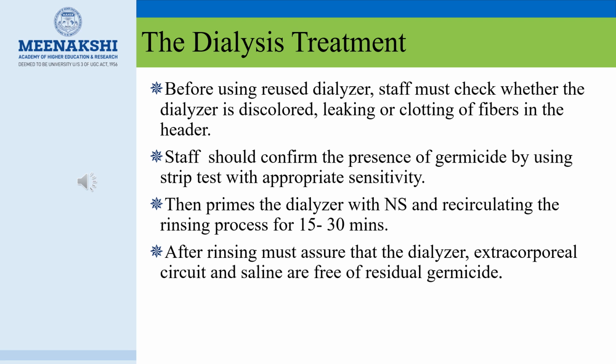The dialysis treatment. Before you use a reused dialyzer, you should check whether the dialyzer is discolored, leaking, or has clotting of fibers in the header. You should check the presence of germicide by a strip test with appropriate sensitivity, and then you should prime the dialyzer with normal saline for 15 to 30 minutes, and after that you should check that the extracorporeal circuit is free of residual germicide.